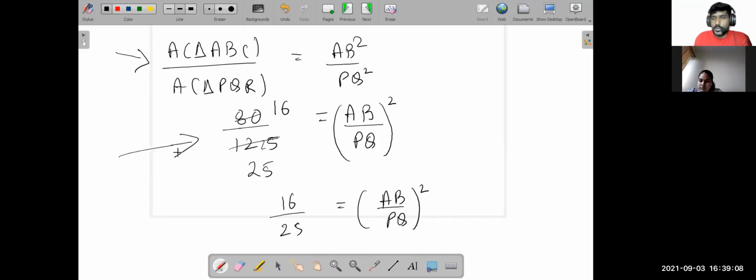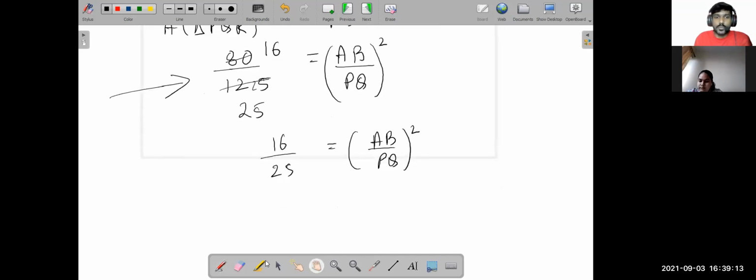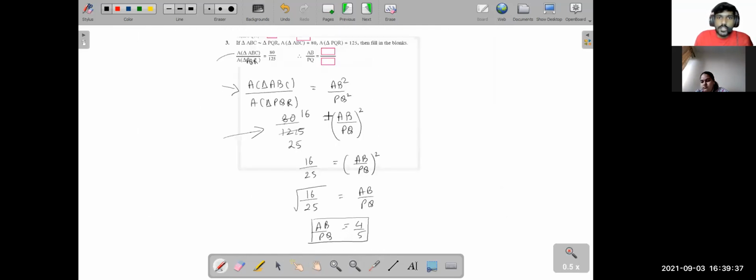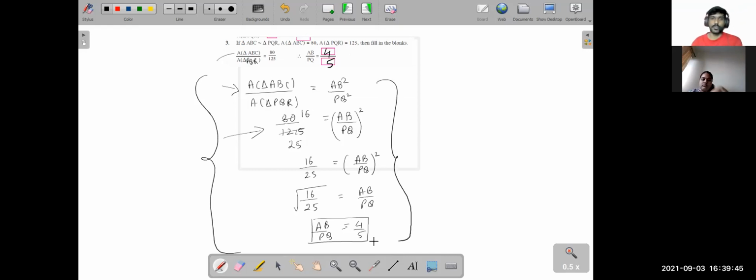Is this reducing clear? Did you understand this reducing? Yes. Okay, now take square root on both the sides. So square root of 16 upon 25 is 4 upon 5, and AB upon PQ finally comes to be 4 upon 5. So you can fill in this box here, 4 upon 5. I want you to write down this working also. You see, it's a lengthy working, but this question is very short.